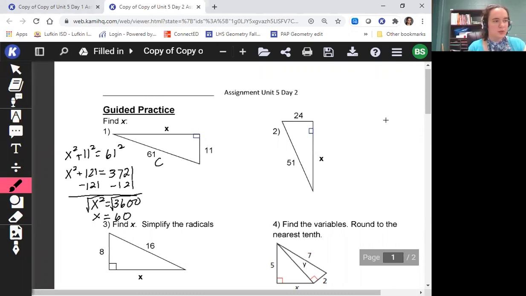Again, on number 2, Pythagorean theorem, across from our right angle is our hypotenuse, it's C. So we set this up, x squared plus 24 squared equals 51 squared. And then we have x squared plus 24 squared, which is 576, equaling 51 squared, which is 2,601. Subtracting 576 from both sides.